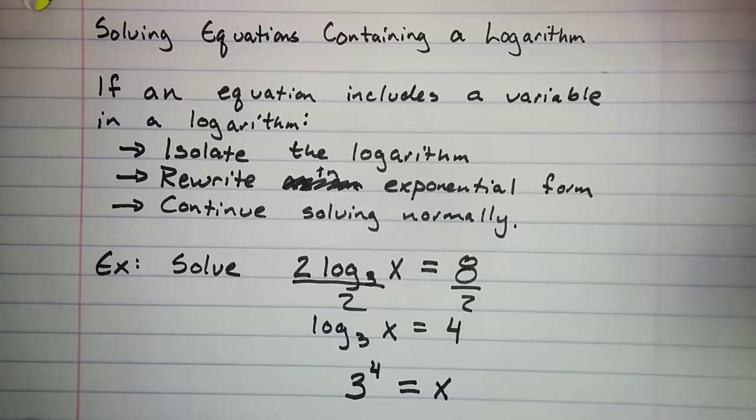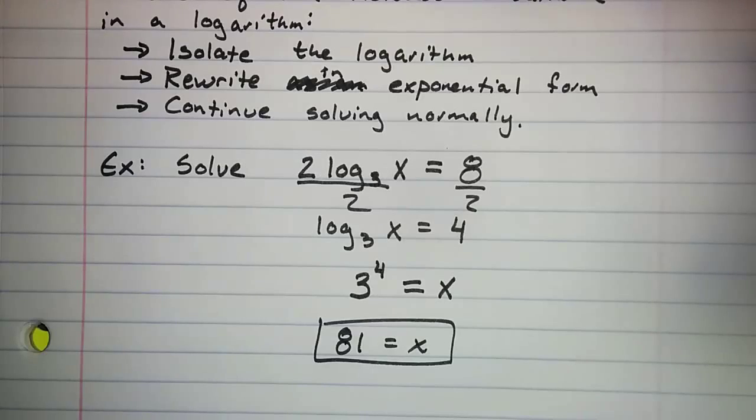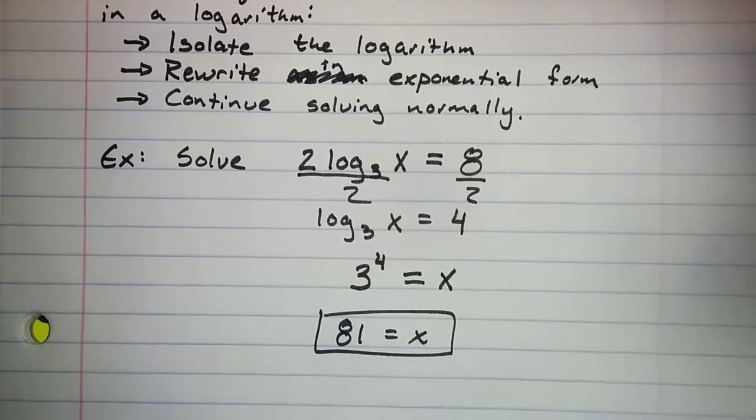And now I continue solving normally. This isn't real interesting, is it? We just figure out what is 3 to the 4th? It's 81, and that's our solution. Let's see one more example.